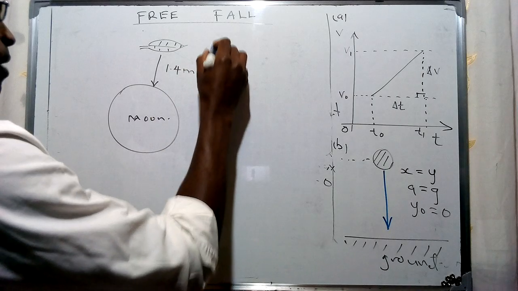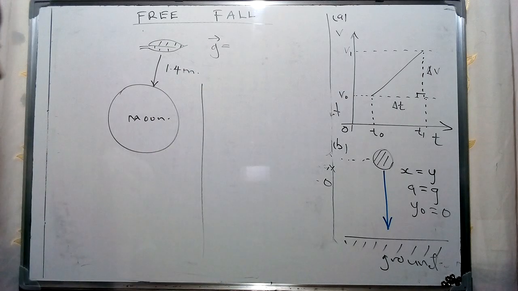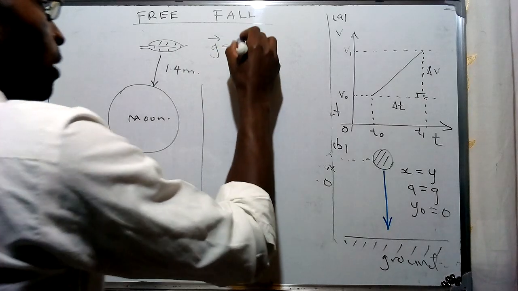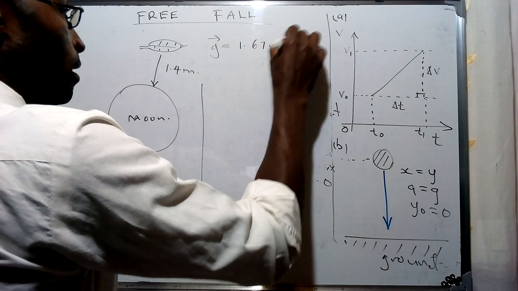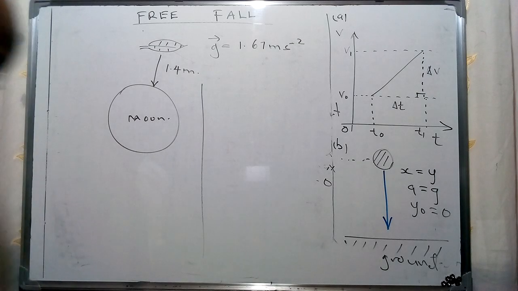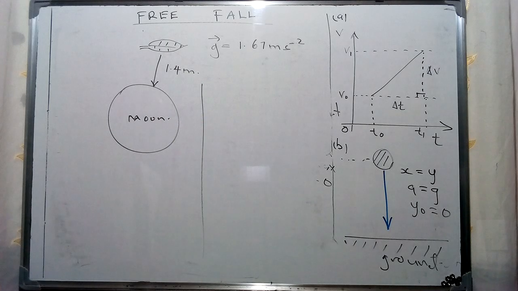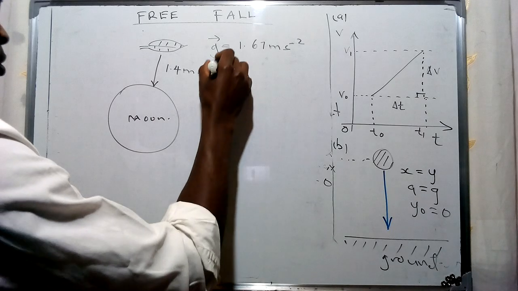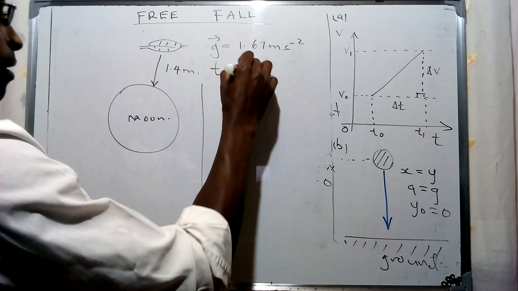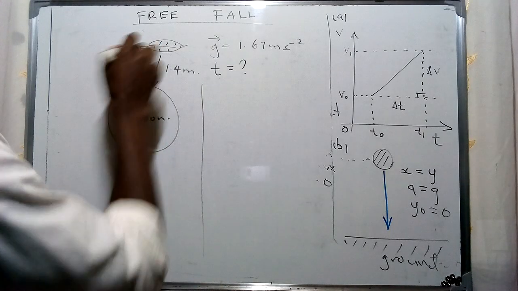And of course, the gravitational constant for this specific surface of the moon is already given as 1.67 meters per second squared. So we are required to determine the time for the feather to fall to the surface of the moon.